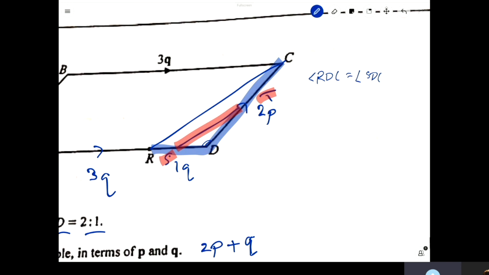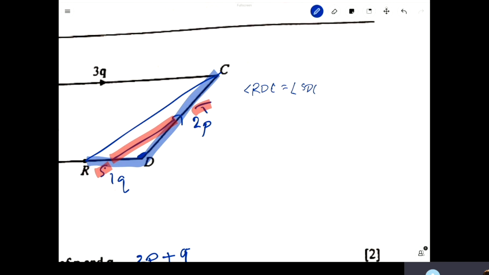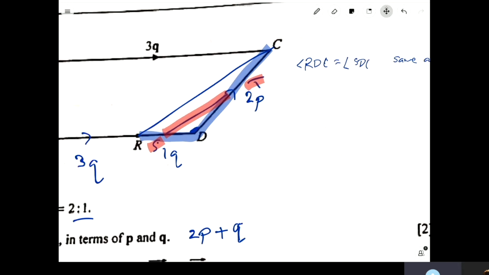So next one is the length. Wait, what's the reason for the angle RDC? Is because they share an angle, right? Yeah, it's the same angle. But how do you write it out in the reason? Oh, reason. They're the same angle. Oh, that's it. Just same angle. Yeah, just say same angle. Okay. Yeah, same angle of the triangle.